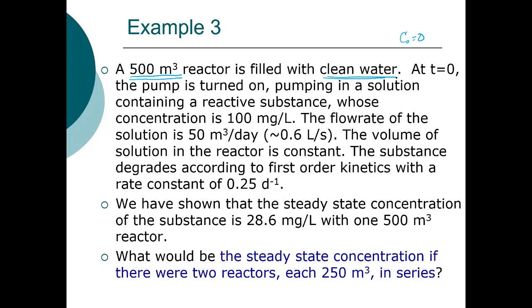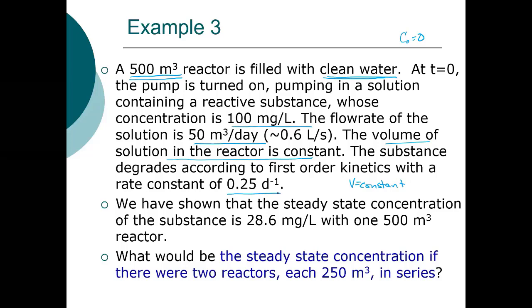At T0, we turn the pump on and we start pumping a solution. We have a reactive substance with a concentration of 100 milligrams per liter. The flow rate is 50 cubic meters per day. The volume of solution in the reactor is constant, so V is constant. And the substance degrades according to first order kinetics with a constant of 0.25 inverse days.